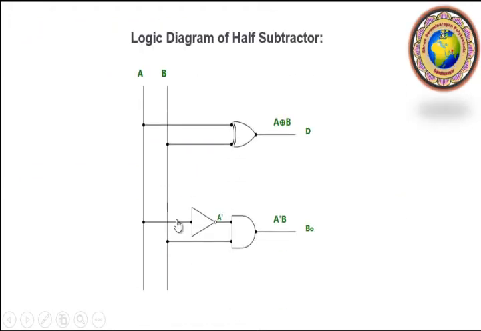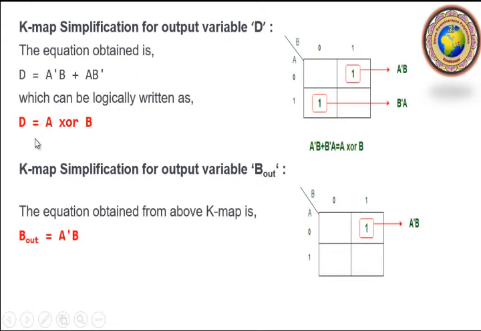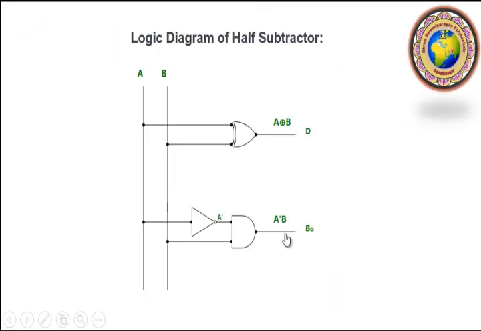So, the logic diagram of the half subtractor. Here we have A XOR B and A bar B, so this diagram can be drawn. Okay, so this is our half subtractor.